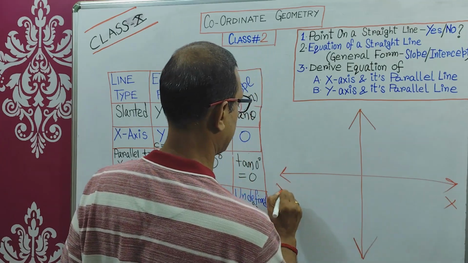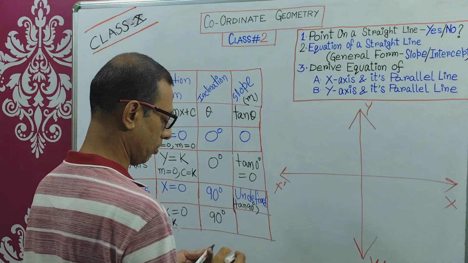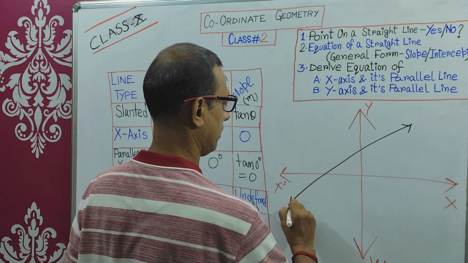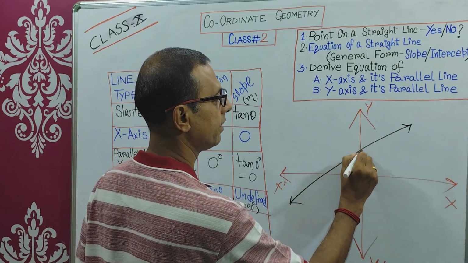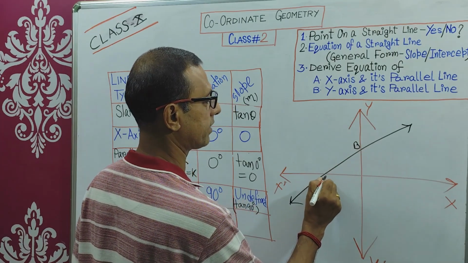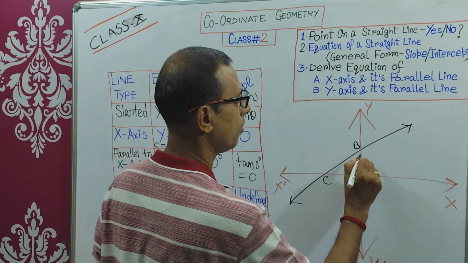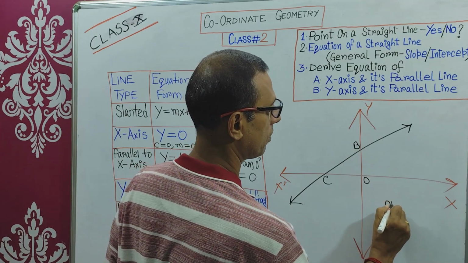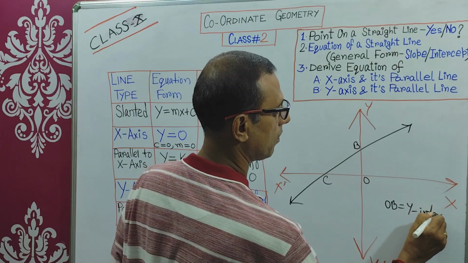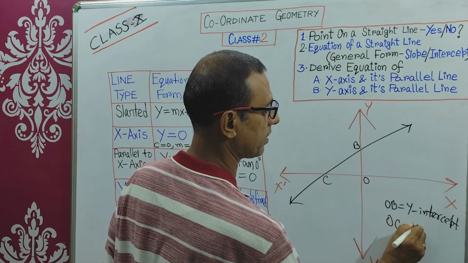So this is the x-axis, x dot, y and y dot. Okay, so now let's say there is a line. This is intersecting the y-axis here at the point B, and intersecting the x-axis at point C, and the origin is O. That means OB is the y-intercept. OC equals the x-intercept.